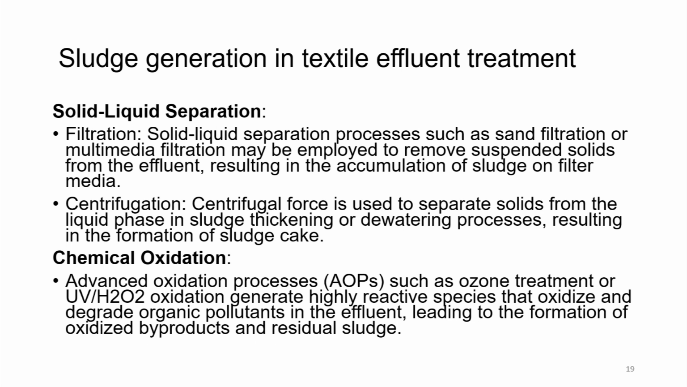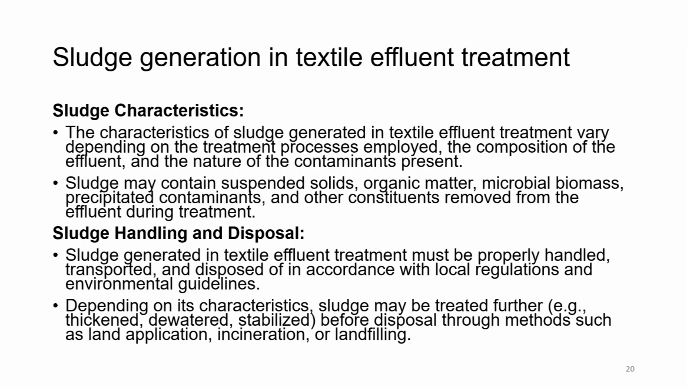Chemical oxidation. Advanced oxidation processes, AOPs, such as ozone treatment or UV hydrogen peroxide oxidation, generate highly reactive species that oxidize and degrade organic pollutants in the effluent, leading to the formation of oxidized byproducts and residual sludge. So, in all these processes, sludge is generated. It is not that sludge is generated only at the last stage.